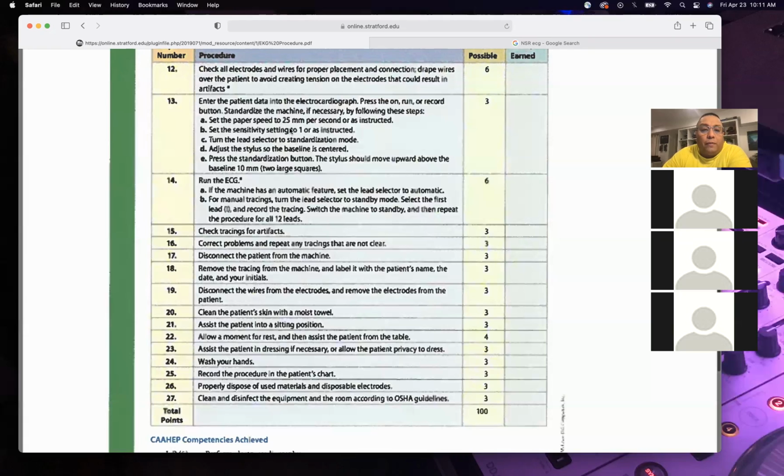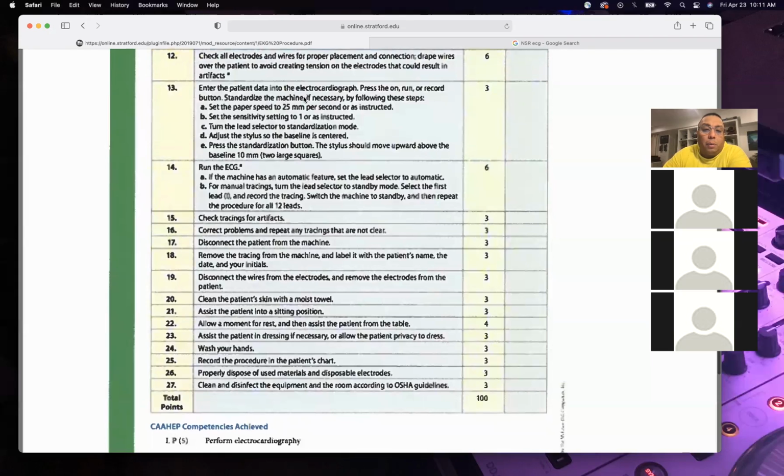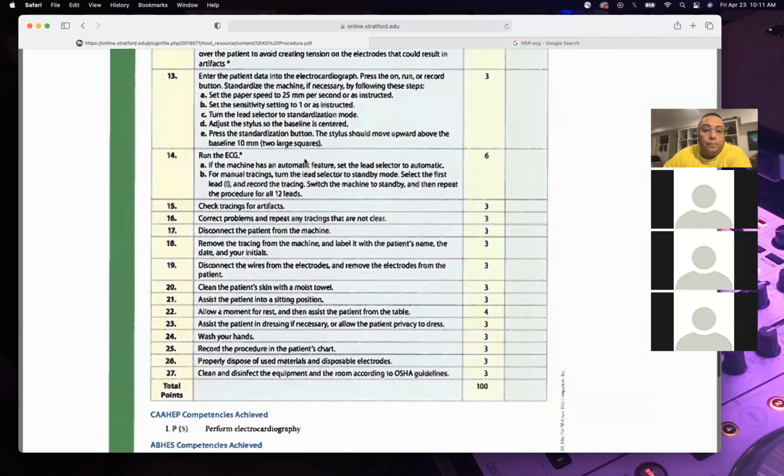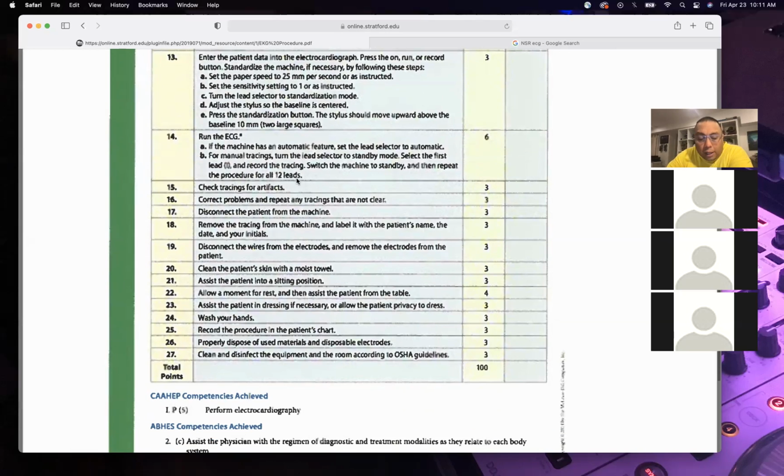Paper speed is at 25 millimeters per second. This is important because there are certain cardiologists who sometimes like it slower, sometimes faster. But in a typical office, it's 25 millimeters per second on a sensitivity of 1. And the standardization is usually already in there. But this 25 millimeters per second, if you look at the screen, you have to make sure that's the paper speed at all times, unless the physician, especially the cardiologist, tells you otherwise.